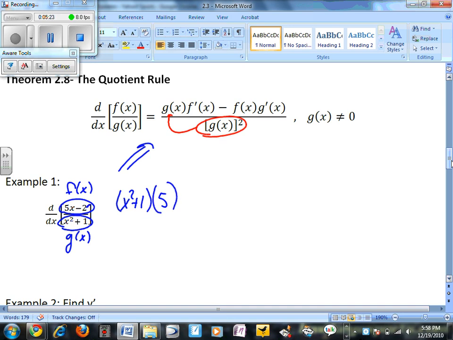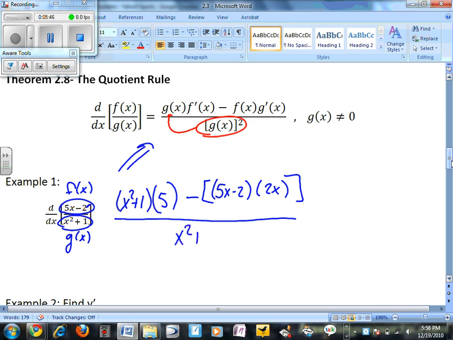Then we're going to subtract. We leave the top, 5x minus 2, and take the derivative of the bottom. The derivative of x squared plus 1 is just 2x. And lastly, the formula says to square the bottom, so it's just x squared plus 1, squared.